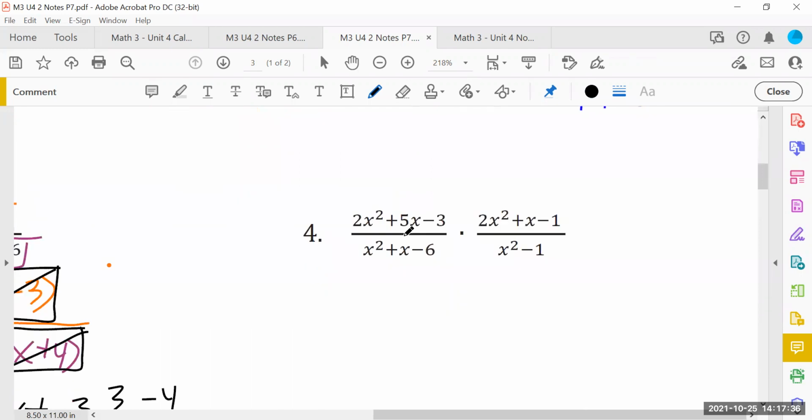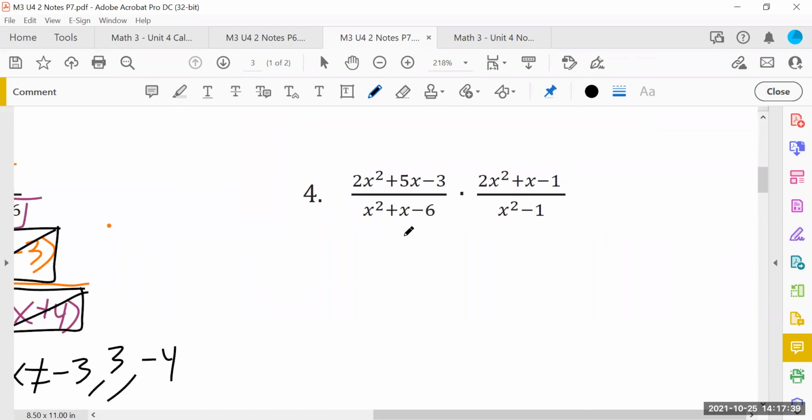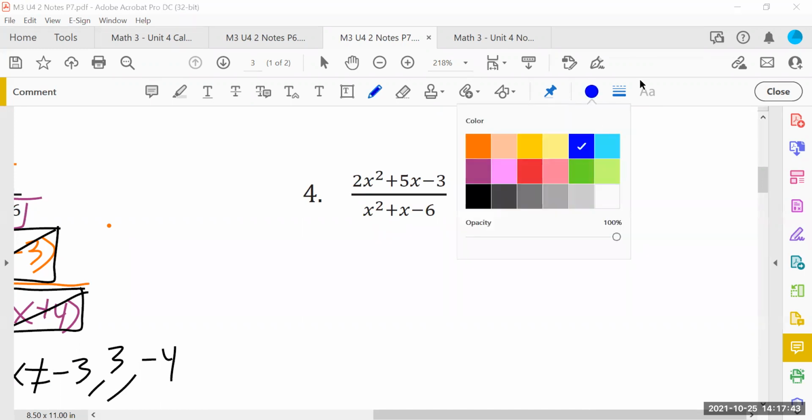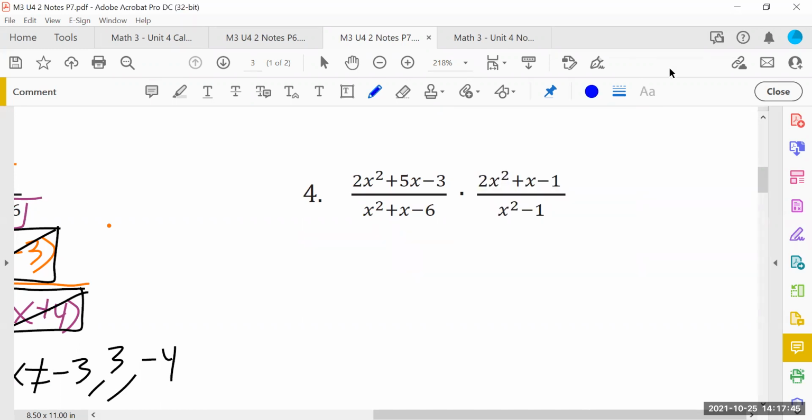This is the exact same thing, but with even bigger things to factor. So I'm going to take it piece by piece. Yes, it looks harder, but the way we're working it out is exactly the same. So I'm going to factor, put all the factors on the top, all the factors on the bottom, and see if I have any duplicates on the top and the bottom.